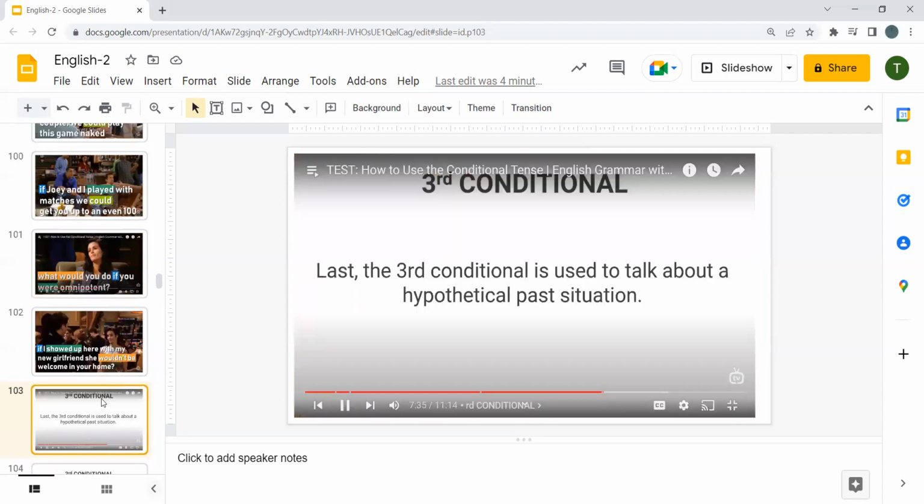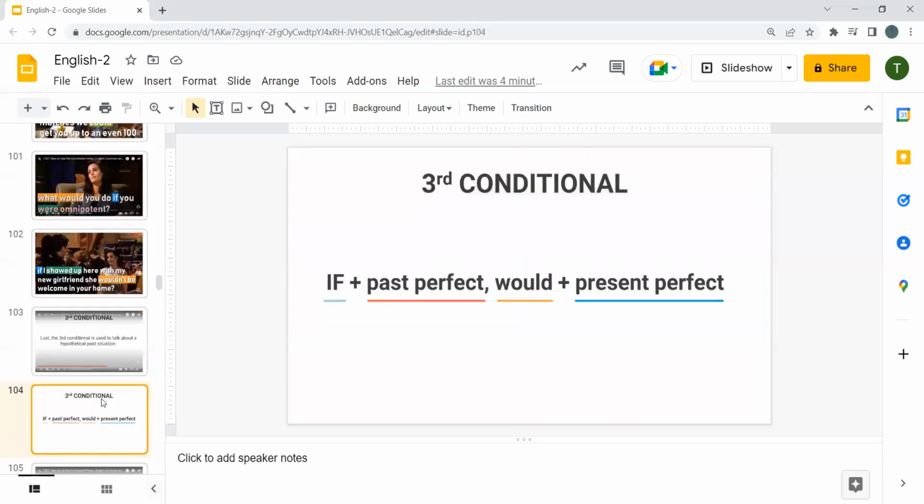Third conditional. The third conditional is used to talk about a hypothetical past situation. If past perfect, would present perfect.